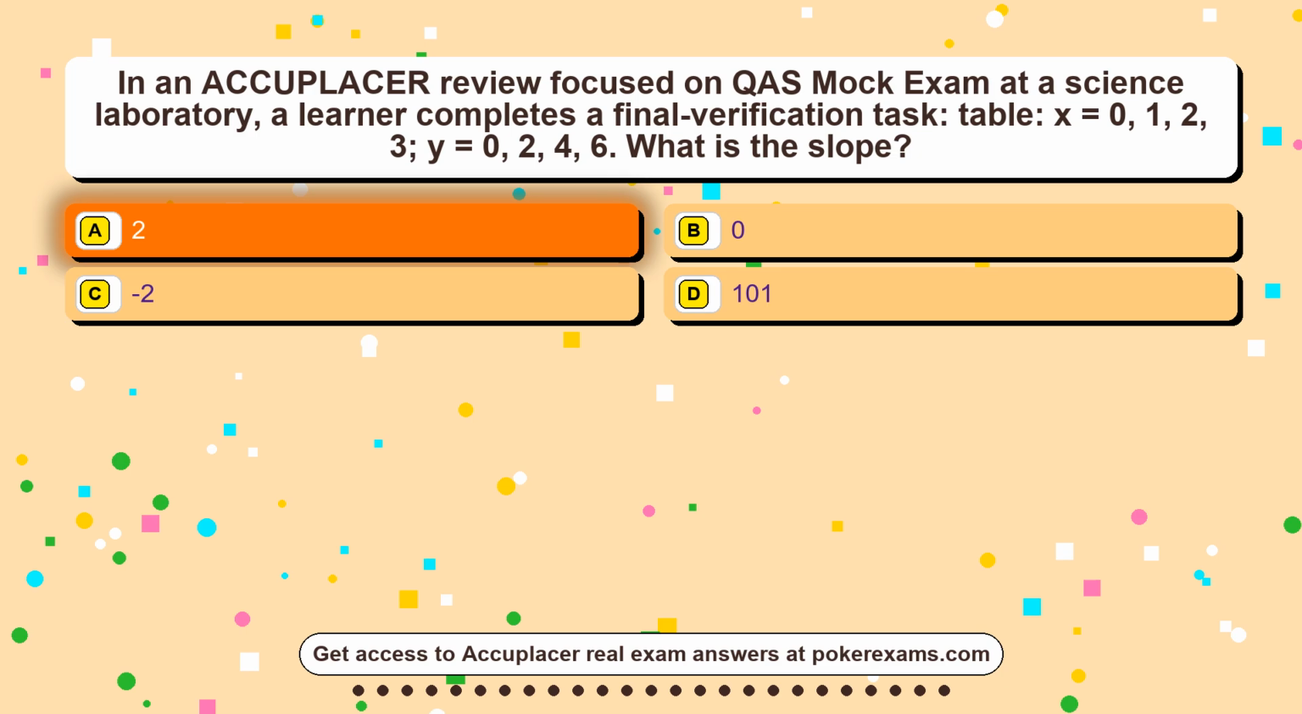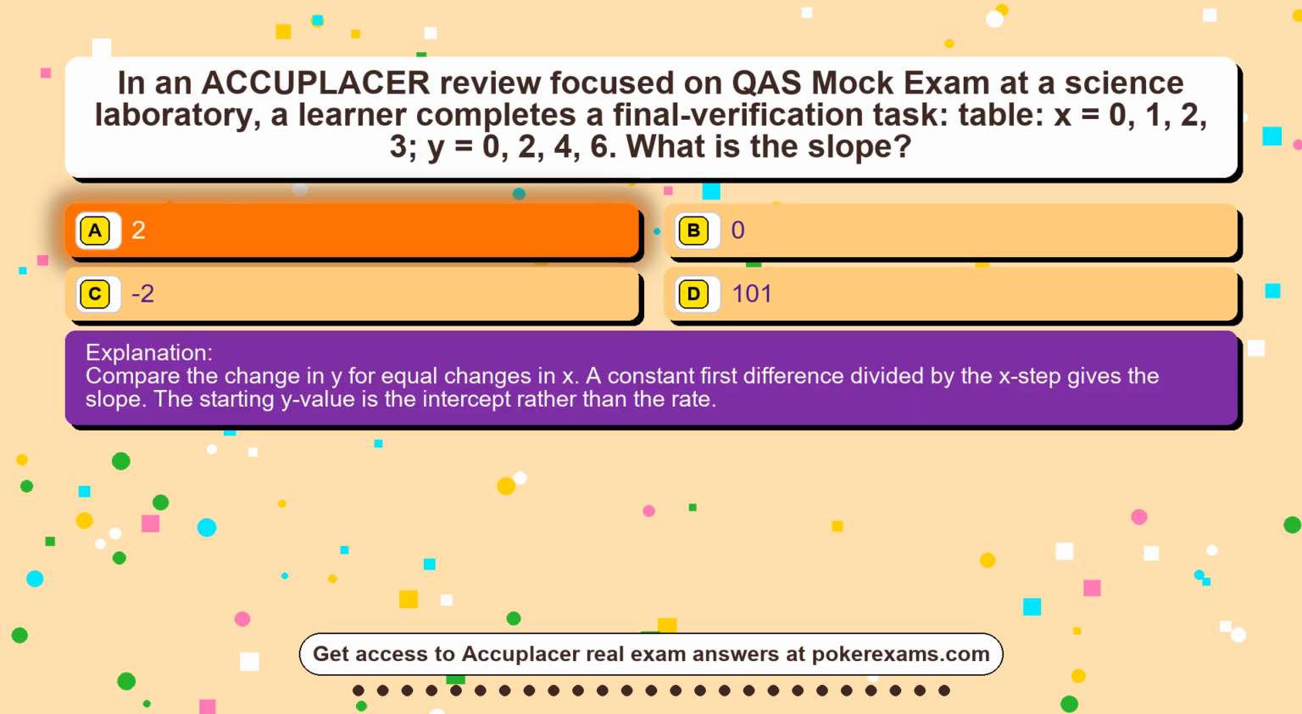The correct answer is option A, 2. Compare the change in y for equal changes in x. A constant first difference divided by the x-step gives the slope. The starting y-value is the intercept rather than the rate.